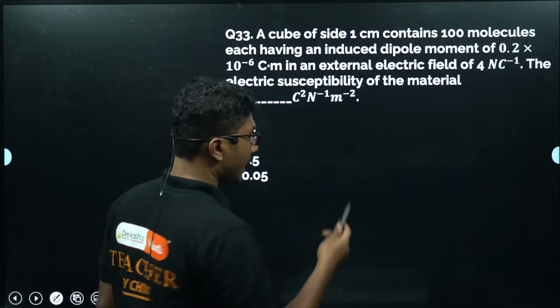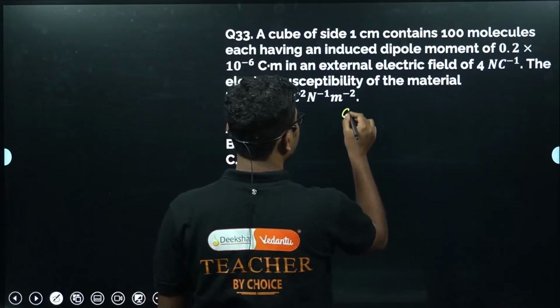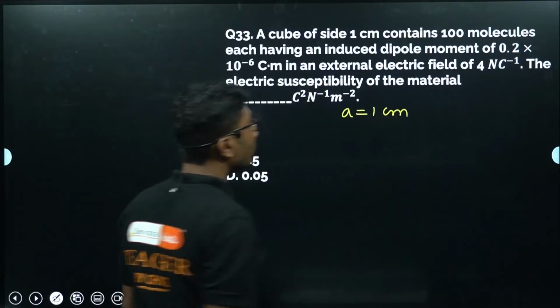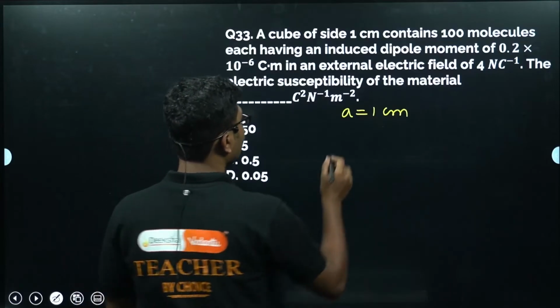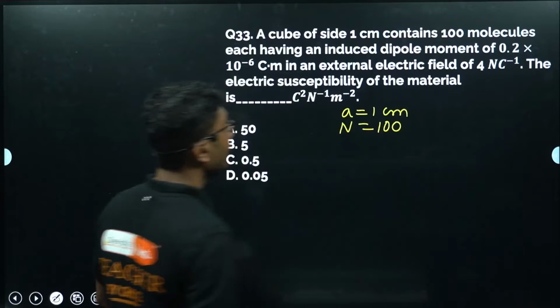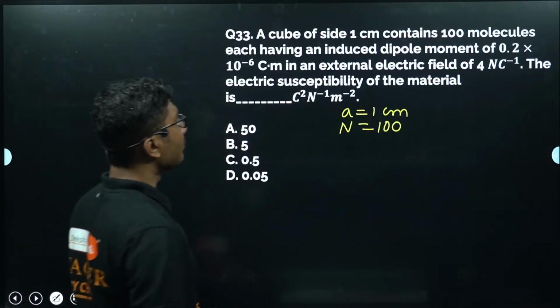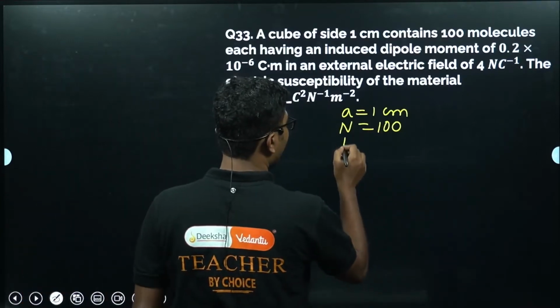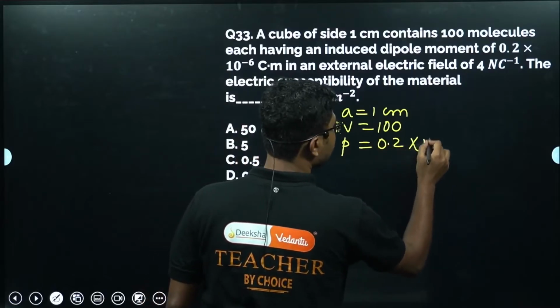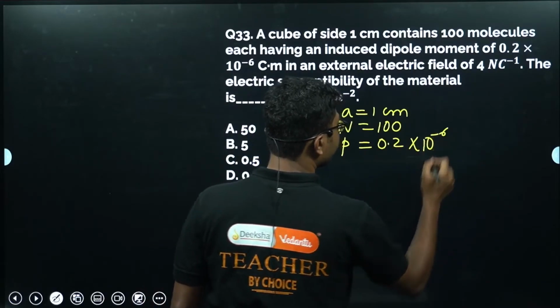A cube of side 1 centimeter contains 100 molecules, so the number of molecules is 100, having an induced dipole moment of. First write down all the variables given in the question so that you can use them.